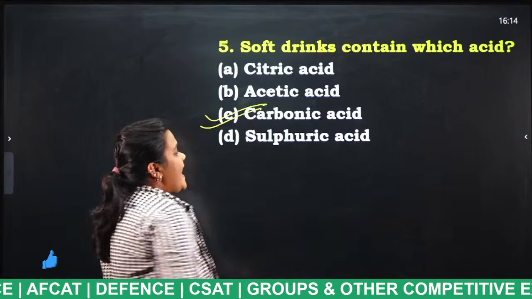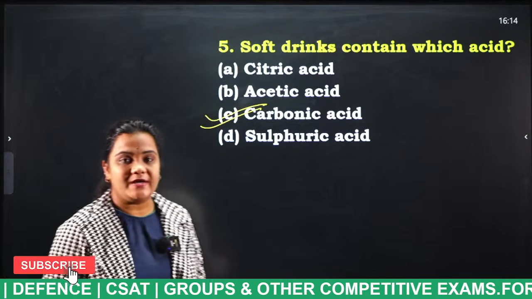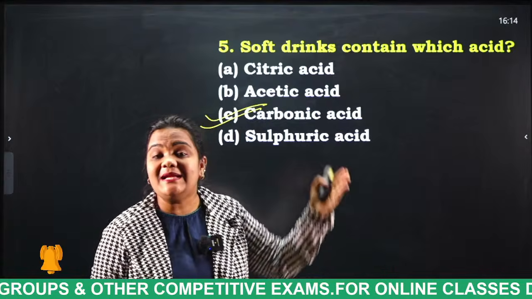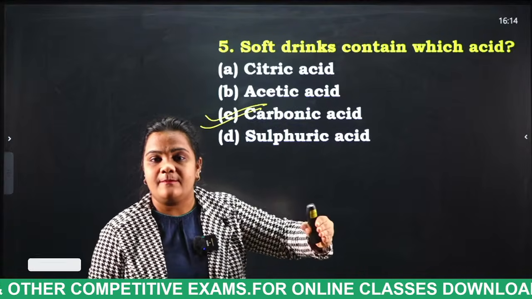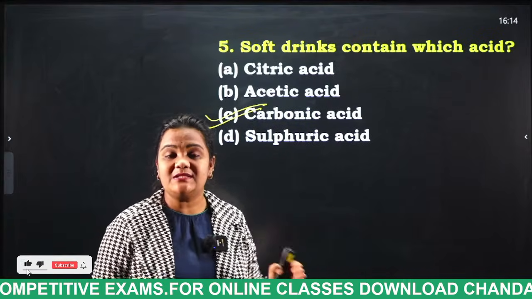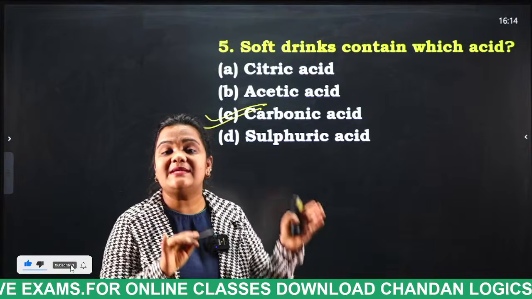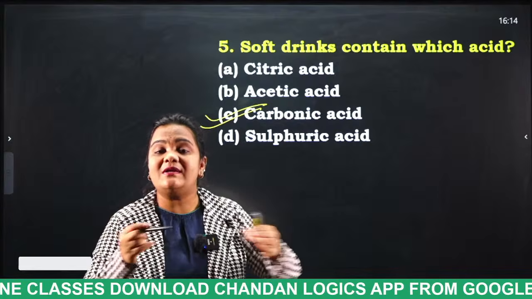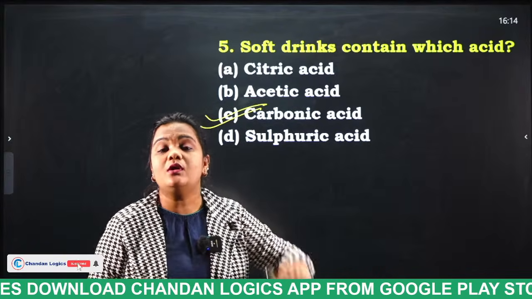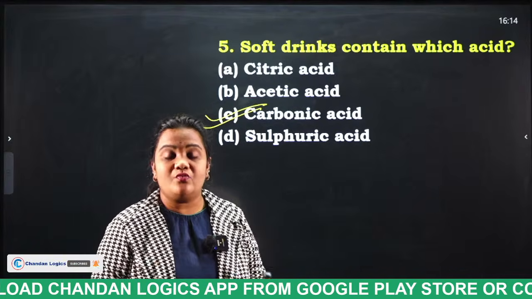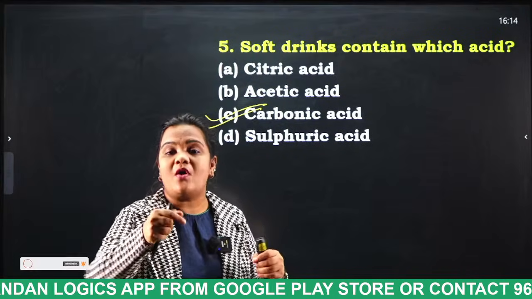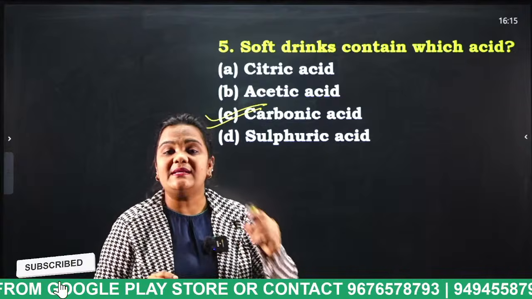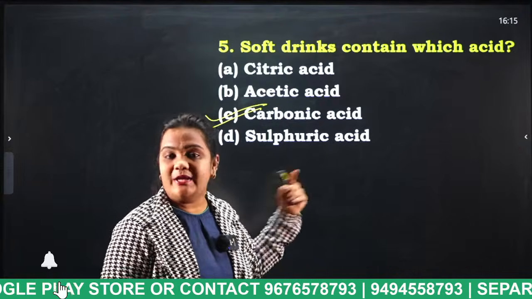Carbonic acid. Actually, what is happening here, students? The carbon dioxide gas is getting dissolved in the water in the soft drinks, and it is converting into carbonic acid. So when we open the lid of the soft drink, a gas will be evolved, right? So what is that, students?